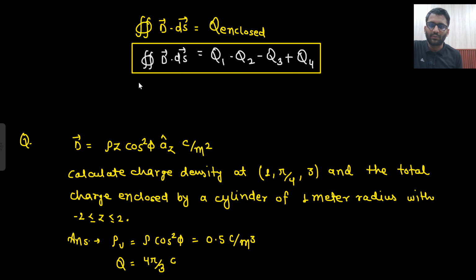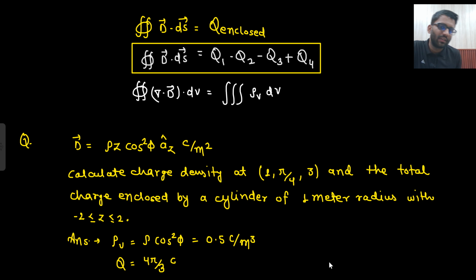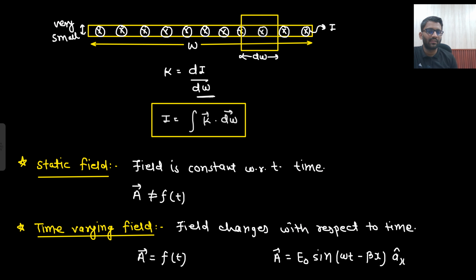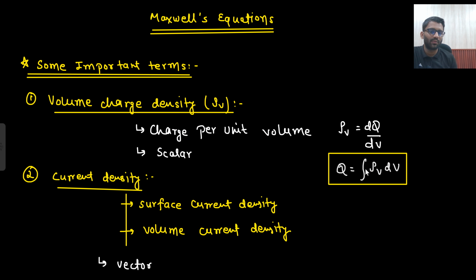Okay, so can I write it in this manner? D dot ds, if I apply the divergence theorem here, what will I get? Del dot D dv, this is what I will get. How can I write Q enclosed? Rho v dv, right? What is your Q? Rho v dv.